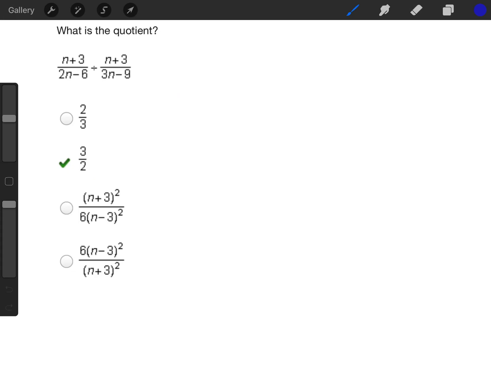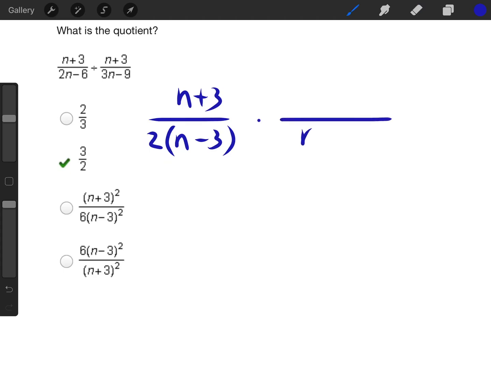Okay, so what's the quotient? So n plus 3 over, now I'm going to factor out the 2. So 2 times n minus 3 divided by, I'm just going to write multiply. So multiply by, I'm going to flip the fraction. So n plus 3 is going to be on the bottom. On the top, 3n minus 9, I'm going to factor out the 3. So it's going to be n minus 3. Okay, so now I can start canceling out a lot of stuff.